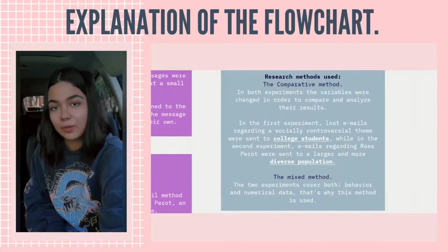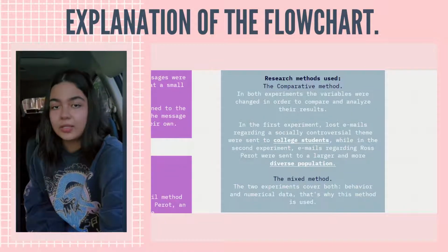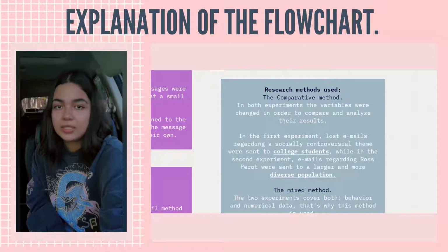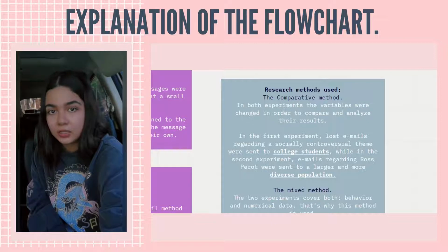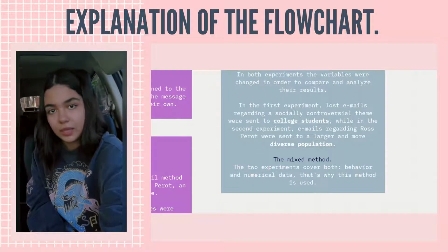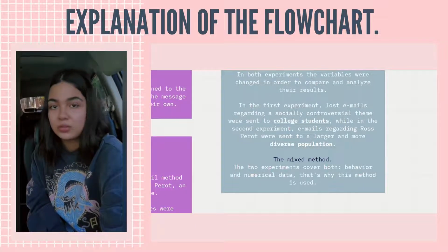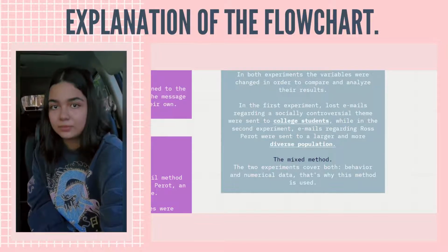Finally, I will talk about the research methods that were used in these experiments. These were two. The first one is the comparative method. This is because in both experiments the variables were changed in order to compare and analyze their results. And the second method is the mixed method. This is because the two experiments cover both behavior and numerical data.